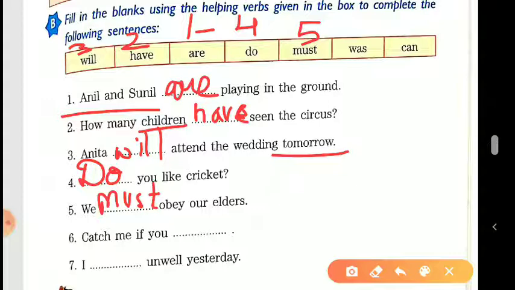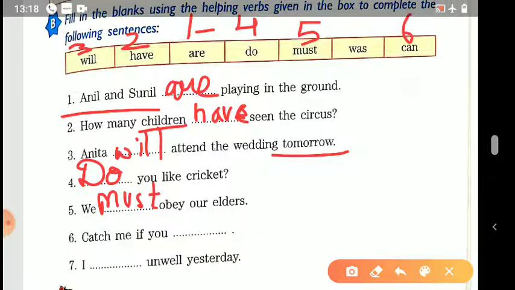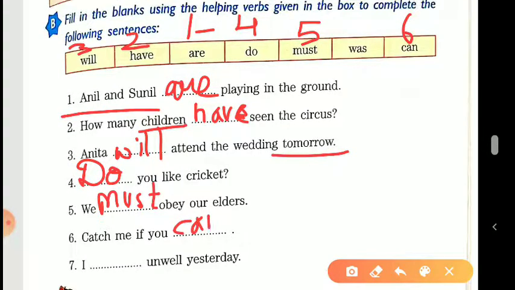Then sixth, catch me if you can. If you can do, catch me if you can. So, catch me if you can. Sixth one. Then seven. I dash unwell yesterday. In past, "I" is always singular. So, which one will we use? Was. I was unwell yesterday.